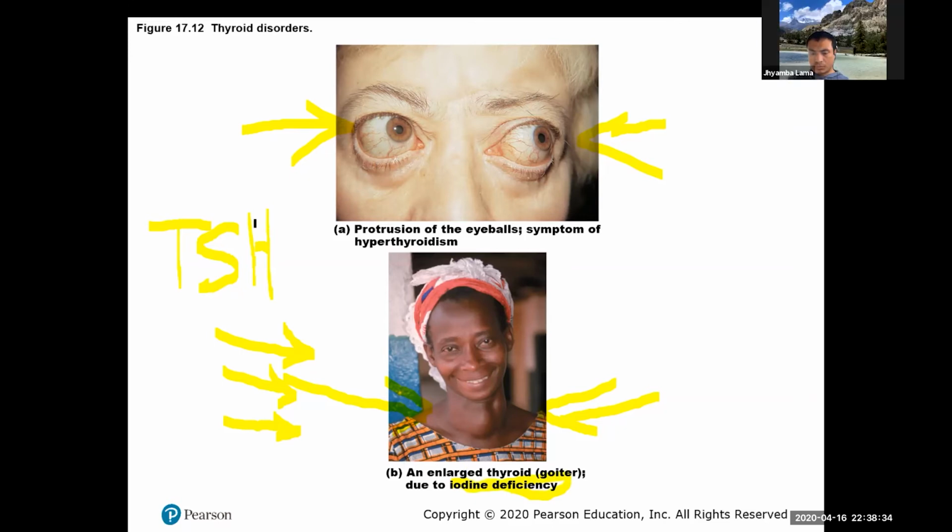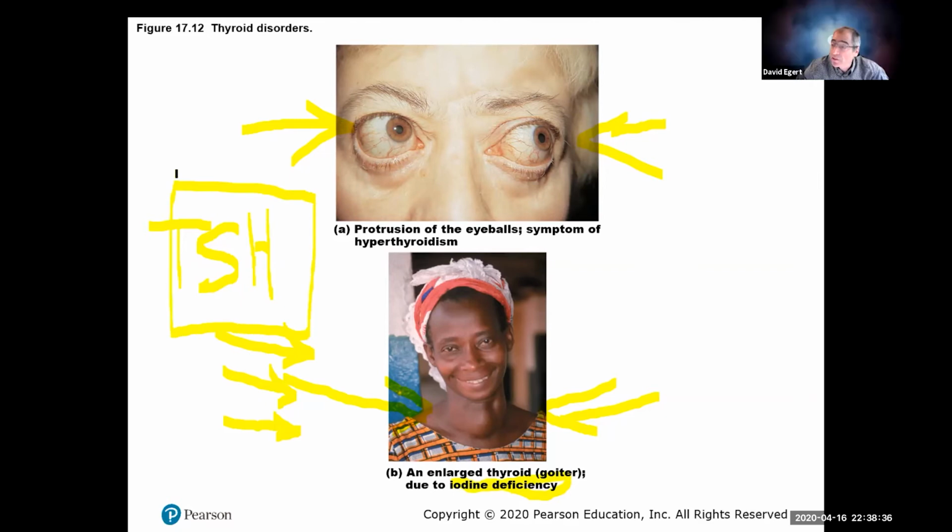So the level stays low. So the thyroid stimulating hormone keeps saying we need more. So you start getting the thyroid gland just getting bigger and bigger. Yeah, I actually had a student once where you could just see this thing bulging under her neck like this.